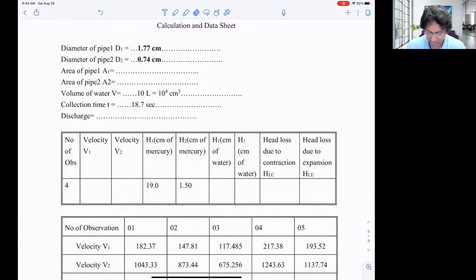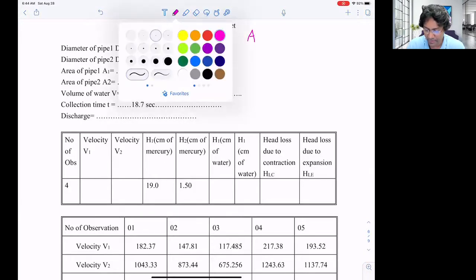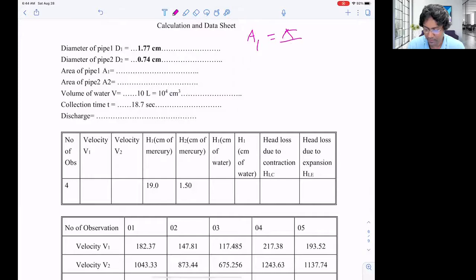So we have the diameter d1, we have to calculate the area, right? We know the equation of a circular section. So A1 will be pi divided by 4 d1 squared, right? So what will be the value of this one? I'm just going to show you the complete calculation. 3.1416 divided by 4 multiplied by 1.77 squared, so we are going to get 2.4605 centimeter squared.